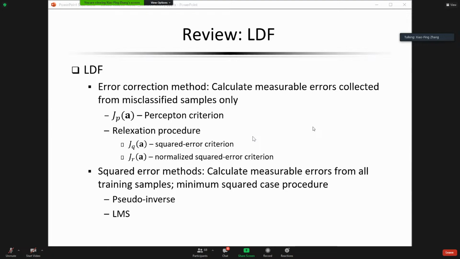Basically, we use the instantaneous error: we use one sample error to represent all the errors, to represent the average error, and then we have the LMS method. We'll get back to that again later when we talk about the learning of the neural network.